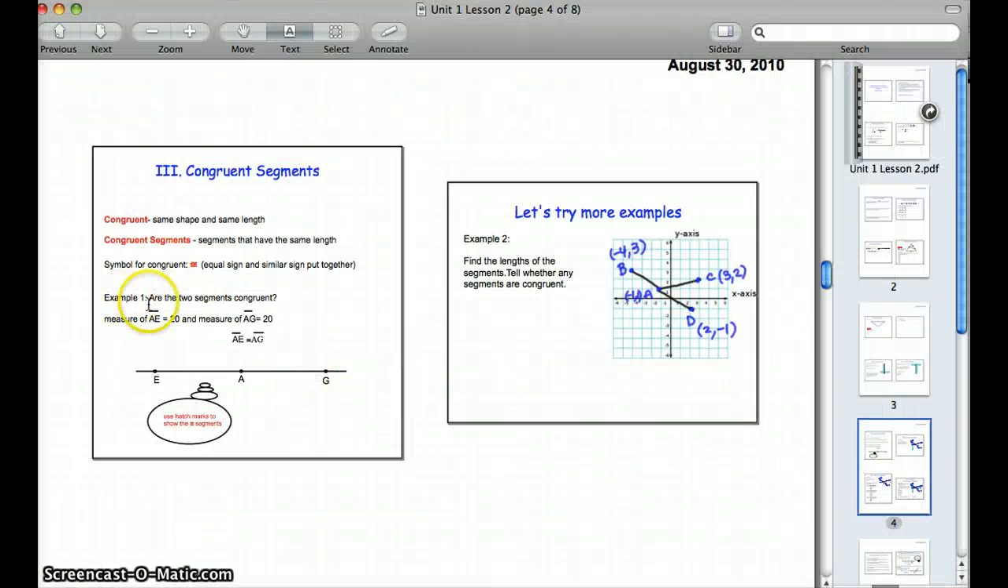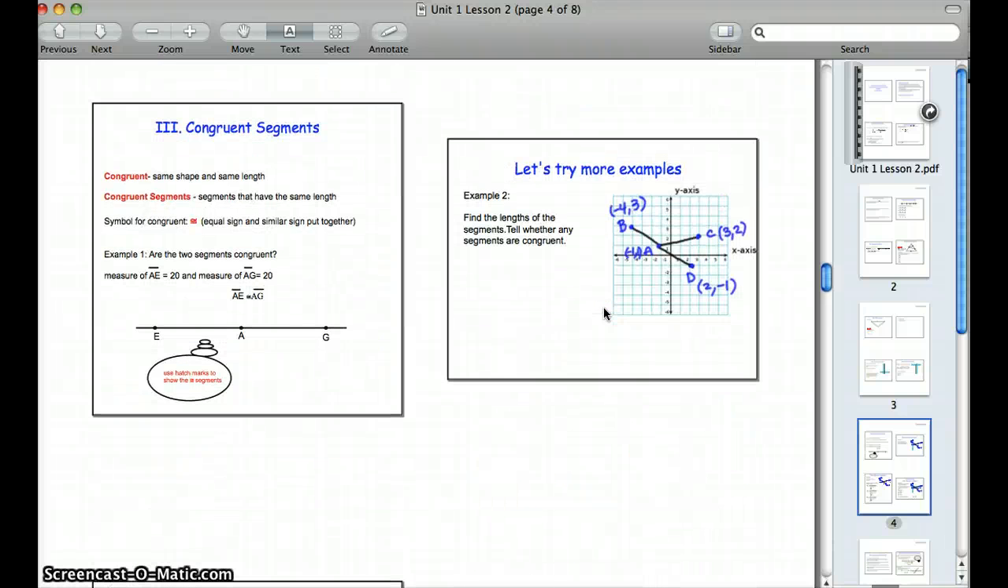And here we've got example 1. Are the two segments congruent? So the measure of AE is 20 and then the measure of AG is 20. So they're the same length, which means they are congruent. They are the same. So now over here, using the distance formula, we're going to find the length of BA, AC, and AD. And we're going to see if any of those are congruent to each other.